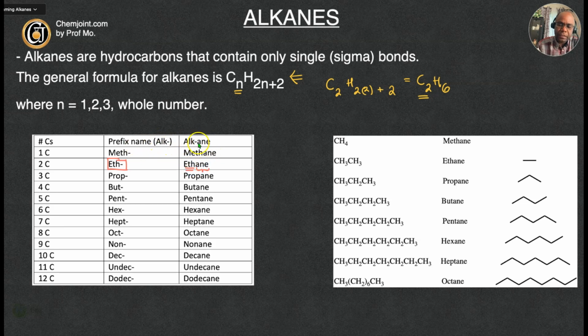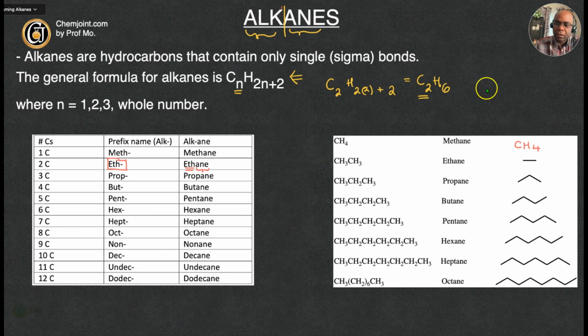So the alkane name is divided into 2. You have the alk part and the ane part. The alk part goes with the number of carbons that you have. Generally if it's 1 carbon, it's meth. You add ane, it will be methane, and it's gonna look like this. In that case, it will be a CH4, right?